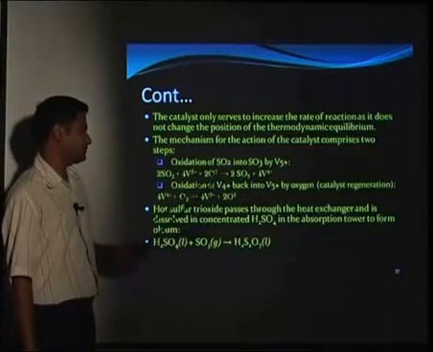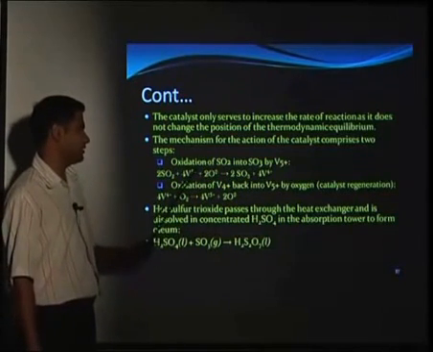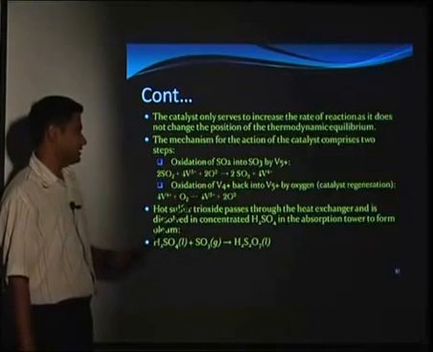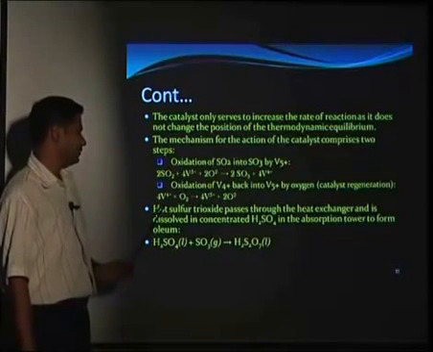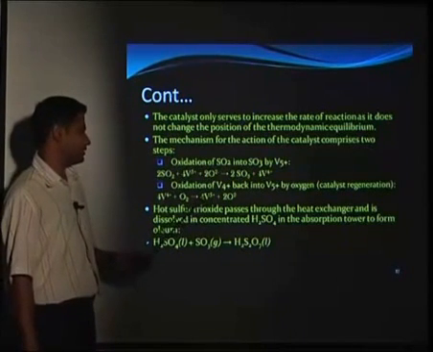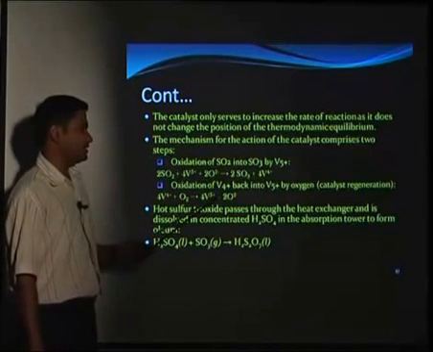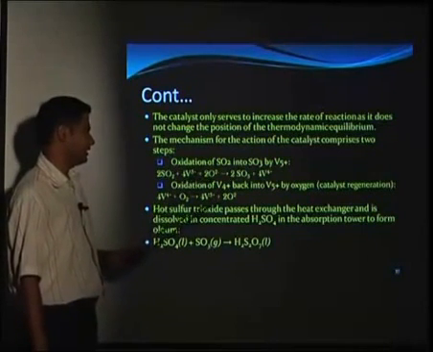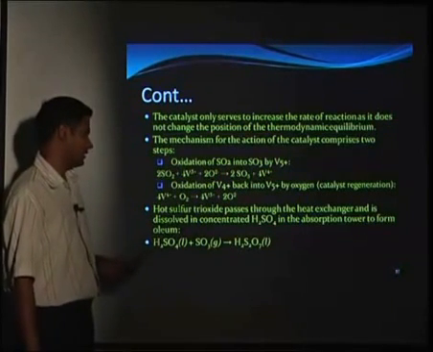In the next stage, oxidation of V4+ back into V5+ by oxygen. So in the earlier stage, SO2 went into SO3, oxidation of SO2, and V5+ is reduced. In the next stage, V4+ goes to V5+. So here the V4+ state is oxidized to V5+, and the catalyst is regenerated. So we can see the catalyst reduced and the catalyst again regenerated. So this is the effective catalyst we are using over here.